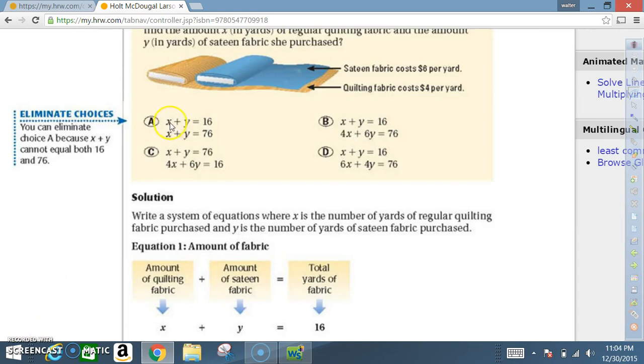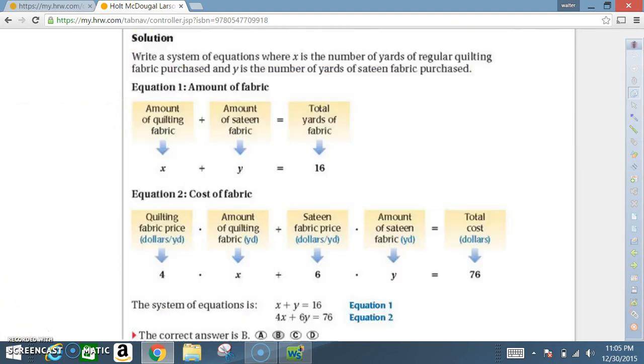These are our choices. A. x plus y is equal to 16. x plus y is equal to 76. B. x plus y is equal to 16. 4x plus 6y is equal to 76. C. x plus y is equal to 76. 4x plus 6y is equal to 16. And then D. x plus y is equal to 16, and 6x plus 4y is equal to 76. You can eliminate choice A because x plus y cannot equal both 16 and 76.